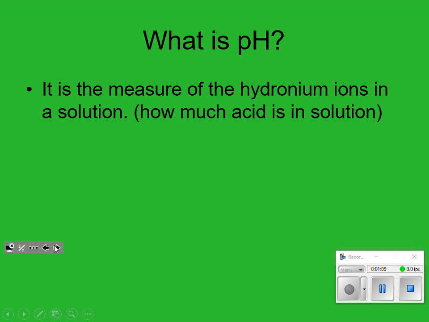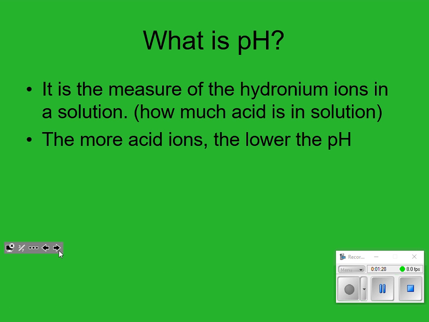So pH itself stands for power of hydrogen. That's why the H is capitalized and the P is lowercase, the power of hydrogen. If you recall from the previous notes, how much hydronium ion you create in solution is how acidic something is. So the pH is able to measure that. The more acid ions that are present, the lower the pH is. Think about that for a second. If water is neutral at 7, the further away you get from water, the more acidic you become.